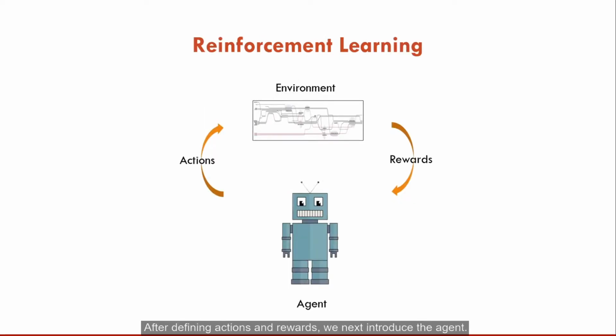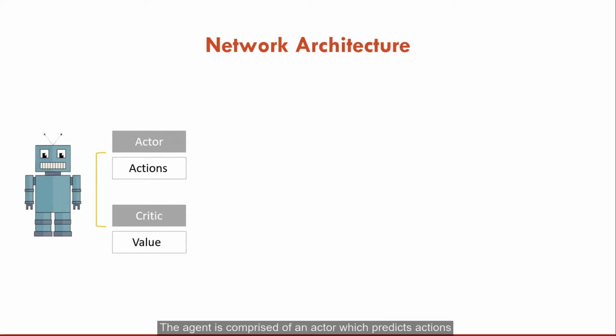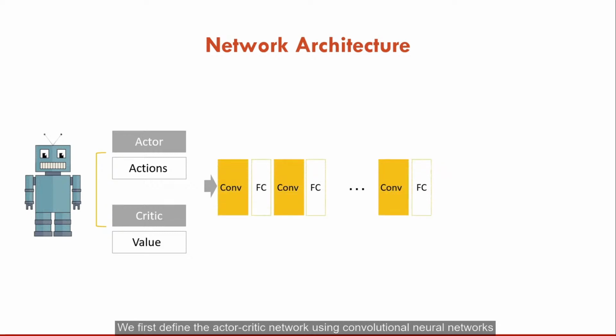After defining actions and rewards, we next introduce the agent. The agent is comprised of an actor which predicts actions, and a critic which gives action values according to the environment. We first define the actor-critic network using convolutional neural networks, because they are effective in dealing with visual information. However, in our experiments, we found such complicated networks easily overfit. Thus, we remove the convolutional layers to simplify the network structure.